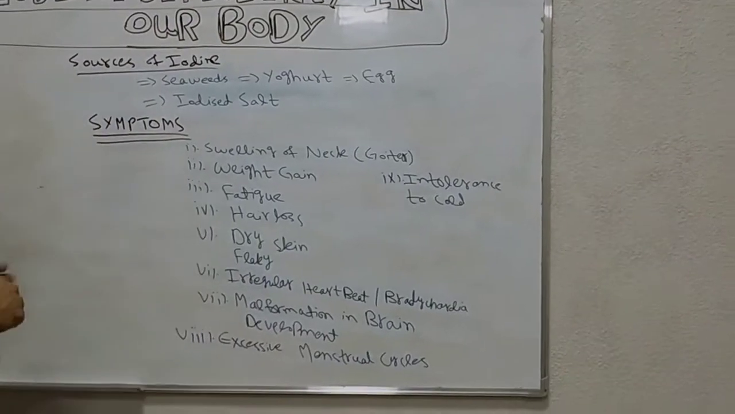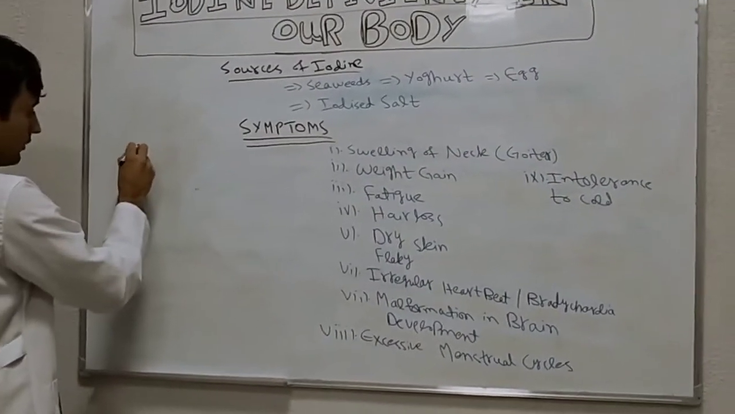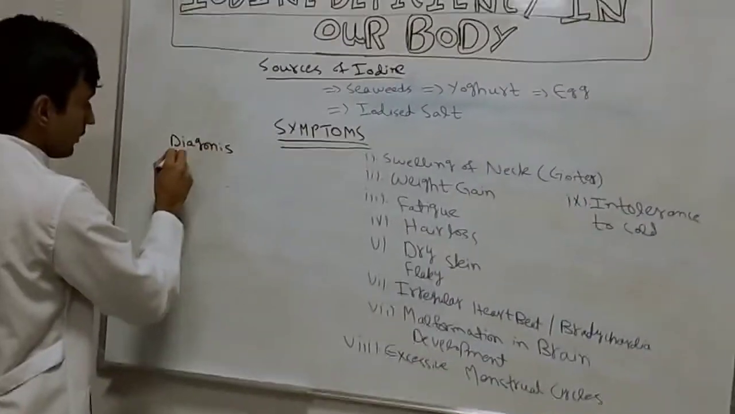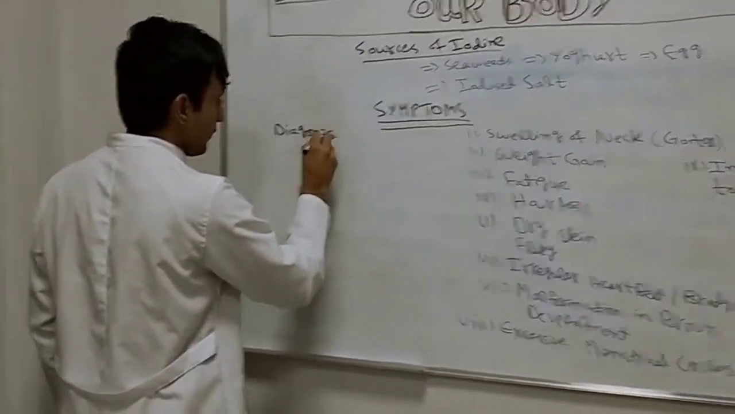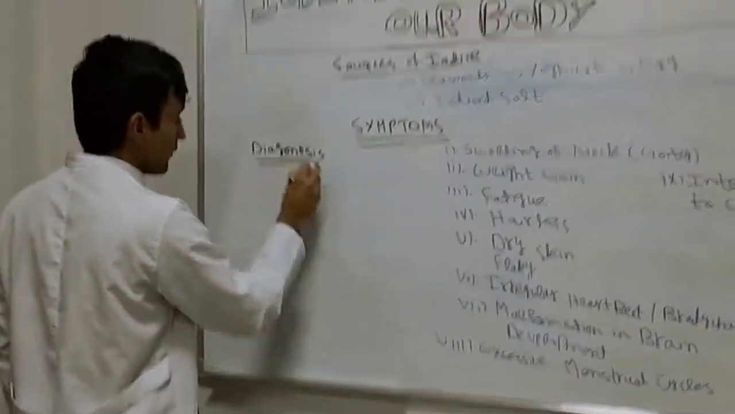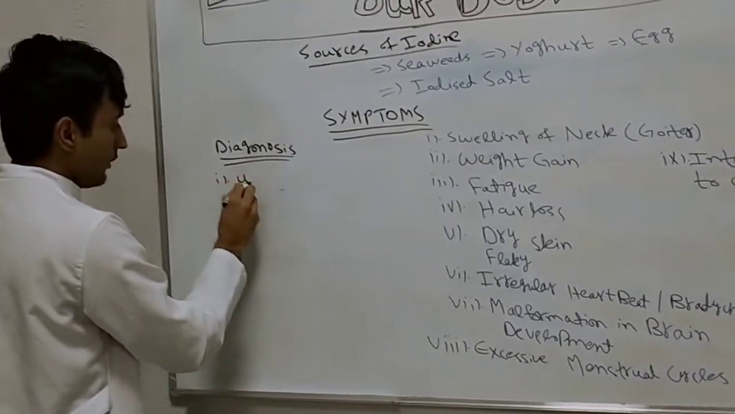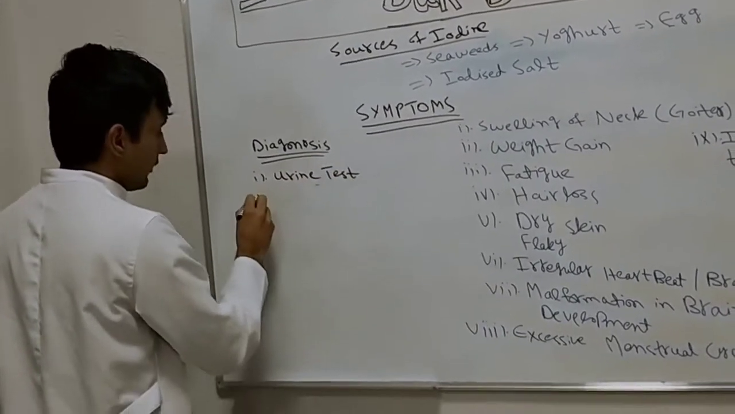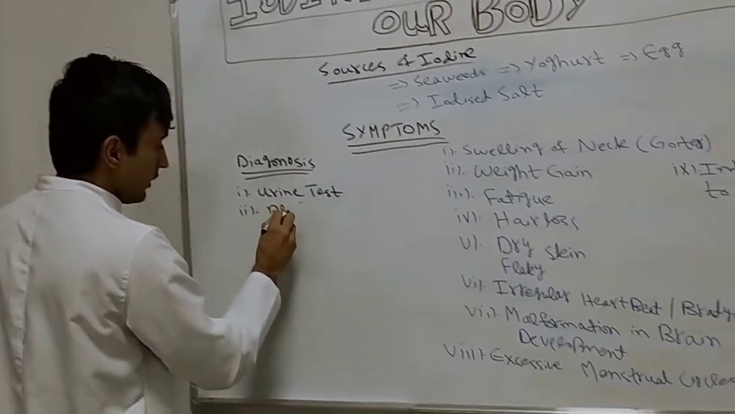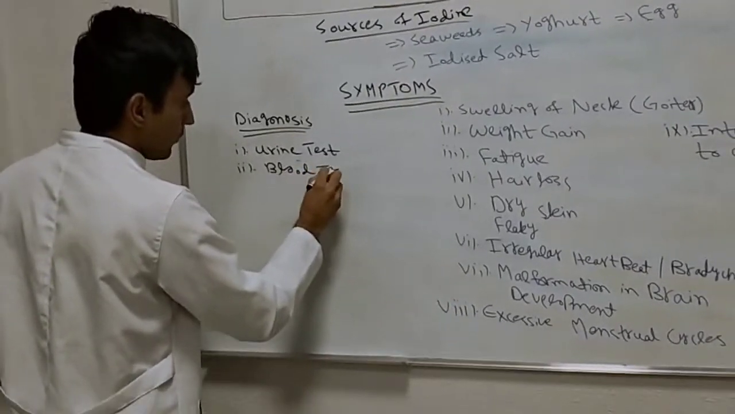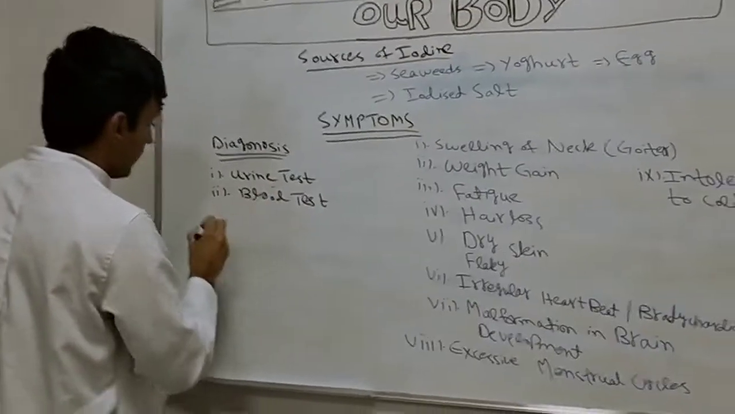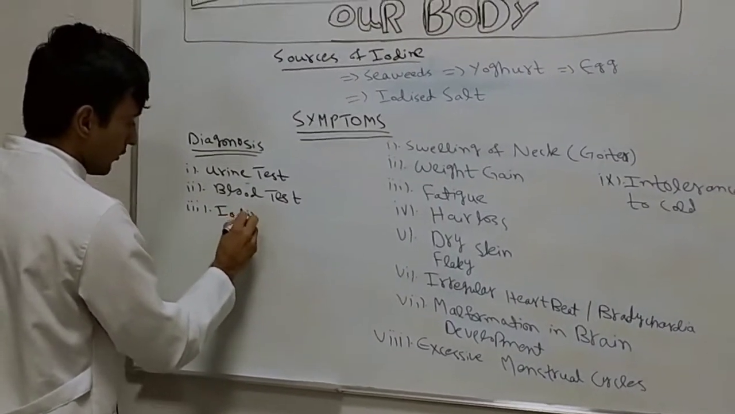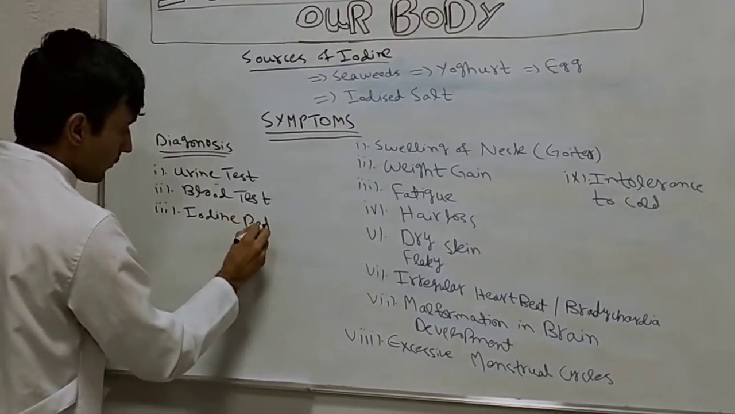Now, at the last, I will tell you about the diagnosis, how this is diagnosed. What are those procedures? So, talking about the diagnosis of this iodine deficiency. The first test that is performed is the urine test. We check the amount of iodine present in it. Then the second is the blood test, which we take in order to detect the amount of iodine in it. And the third is the iodine patch test. This iodine patch test is very interesting.